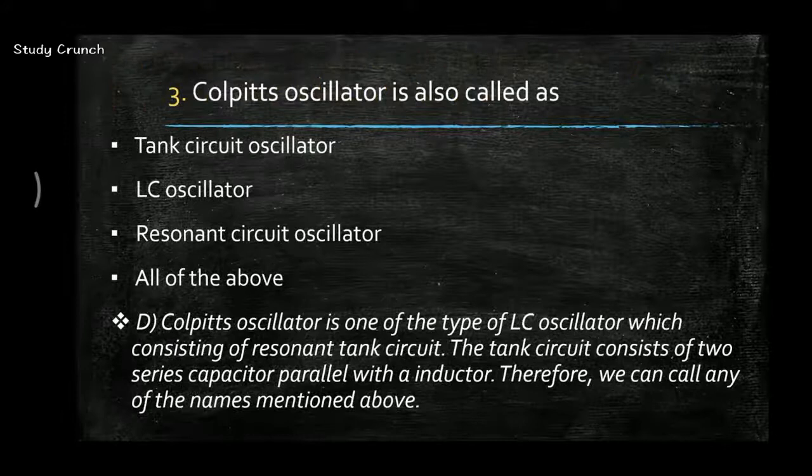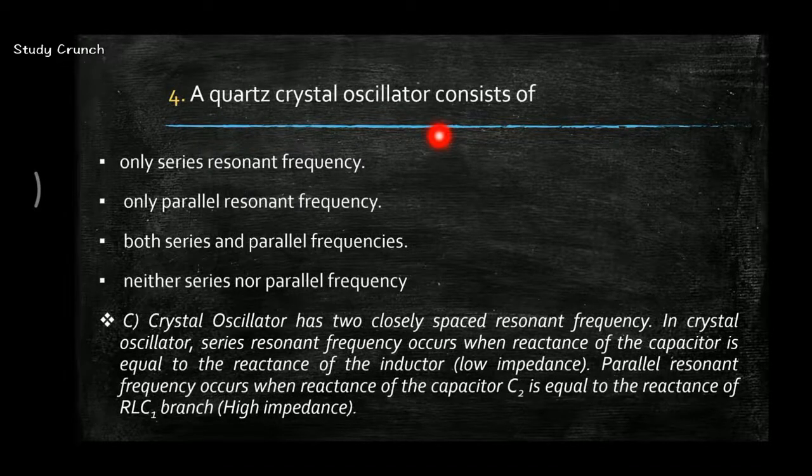Next, the Colpitts oscillator is also called as, it is also known as tank oscillator, LC oscillator, resonant circuit oscillator. So the answer will be D, that is all of the above. Next, a quartz crystal oscillator consists of, option is C, that is both series and parallel frequencies.